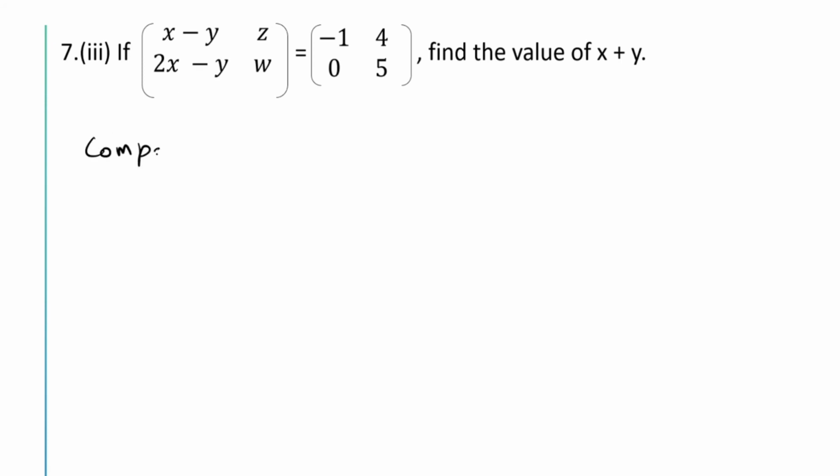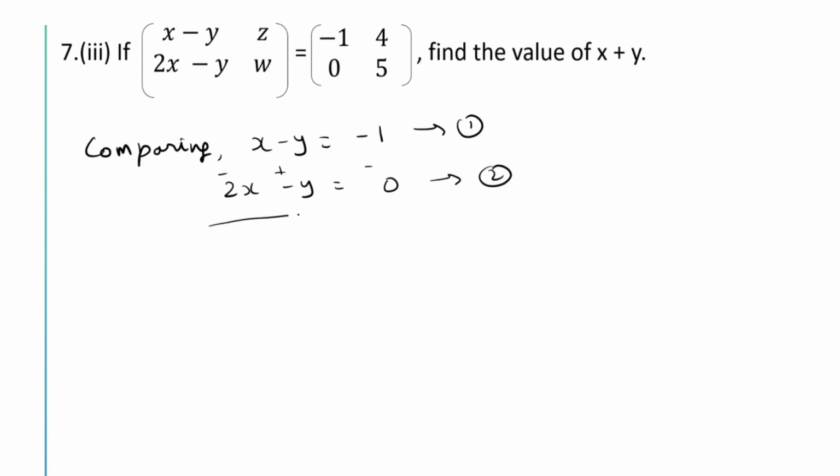So comparing, x minus y is equal to minus 1 and 2x minus y is equal to 0. So let us subtract these two equations. Then we will get x minus 2x, which is minus x, is equal to minus 1. So solving 1 and 2, minus x is equal to minus 1 means we get x is equal to 1.